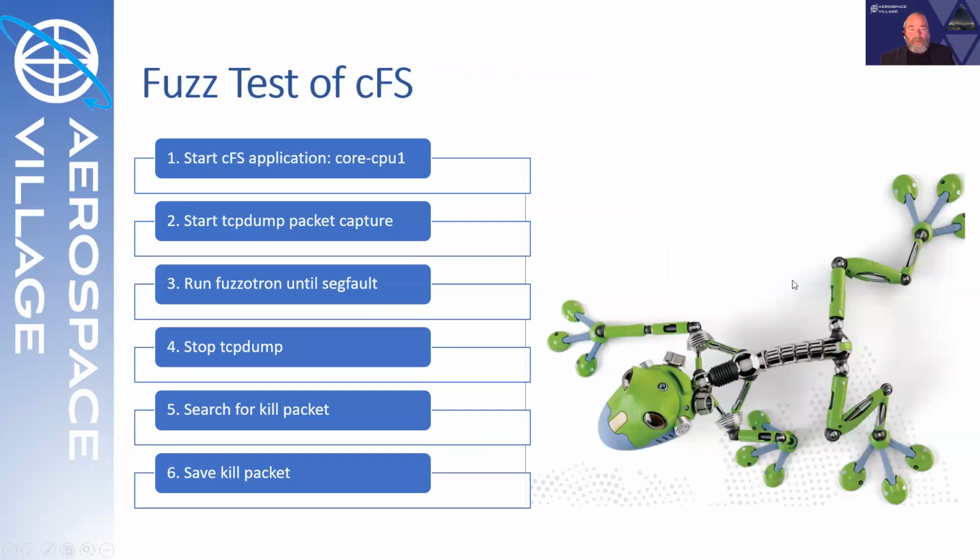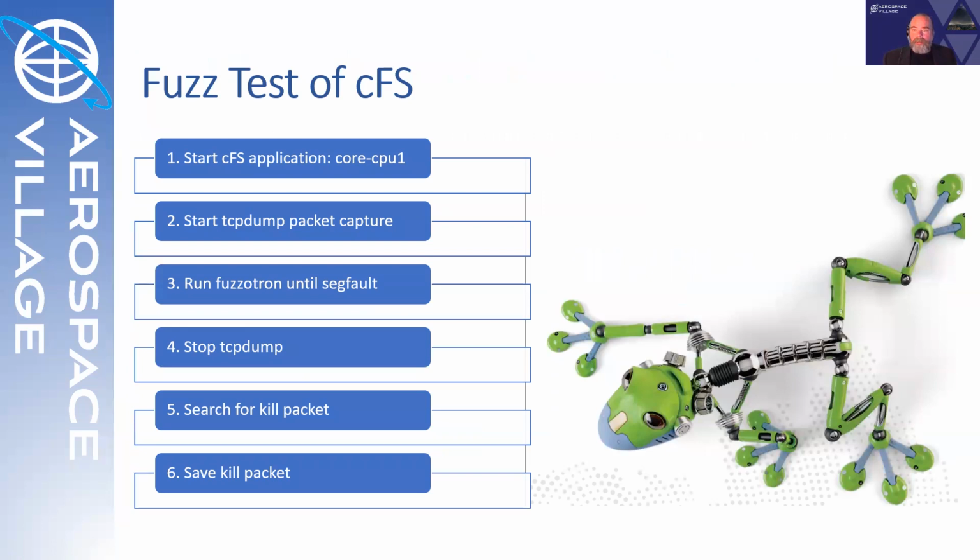Walking through the methodology here, yes, you can start the core flight system application, named core CPU1, the name of the executable. You start the packet capture. You run Fuzzotron until it detects the seg fault of the executable under test. You stop your TCP dump.